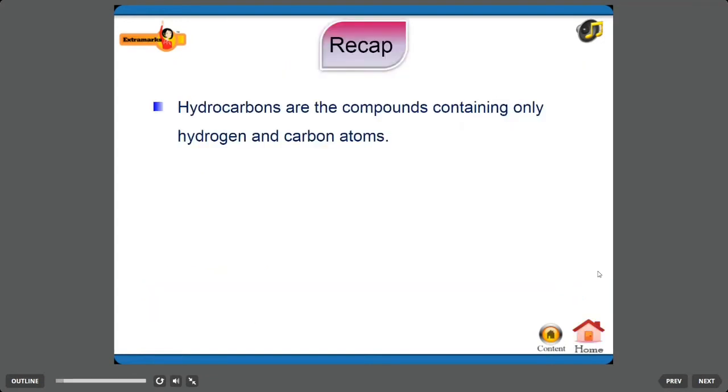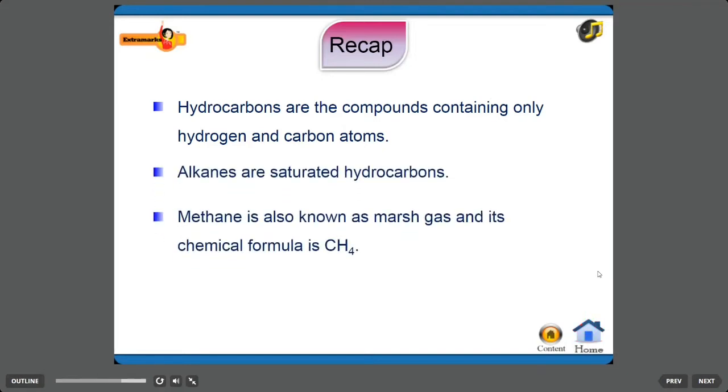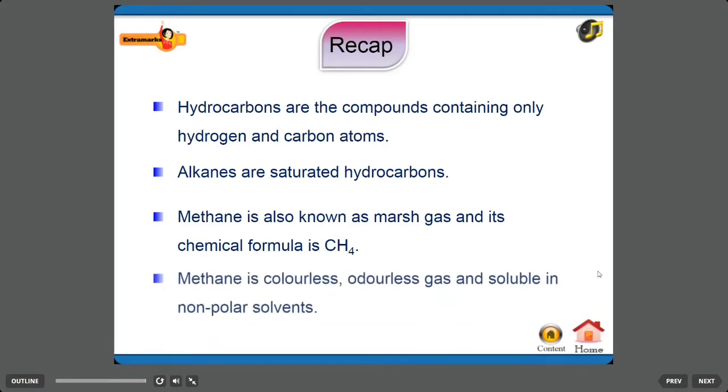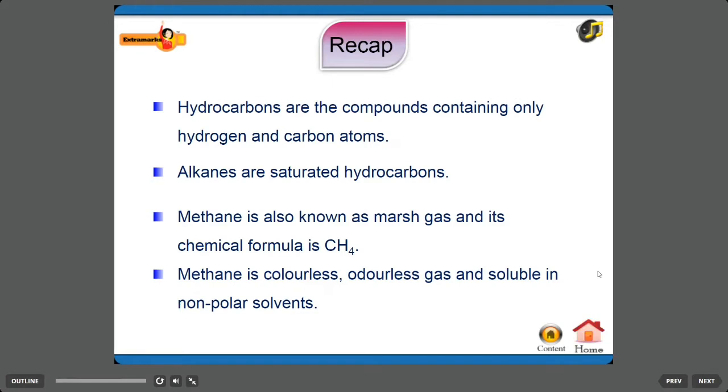Let us have a quick recap. Hydrocarbons are the compounds containing only hydrogen and carbon atoms. Alkanes are saturated hydrocarbons. Methane is also known as marsh gas, and its chemical formula is CH4. Methane is a colorless, odorless gas and soluble in non-polar solvents.